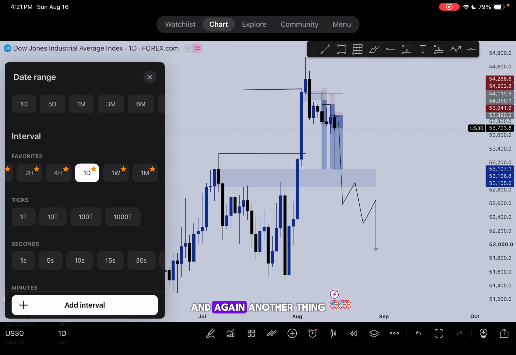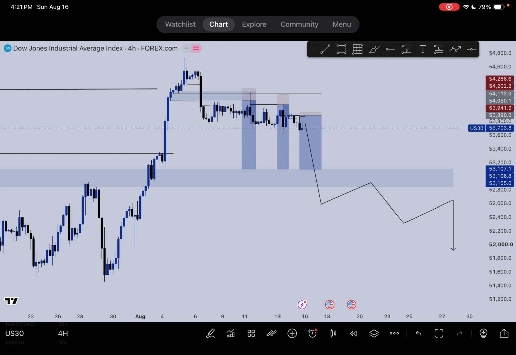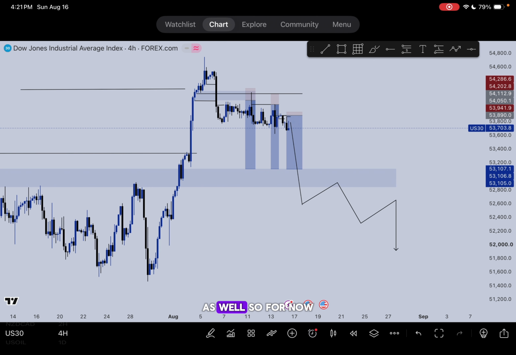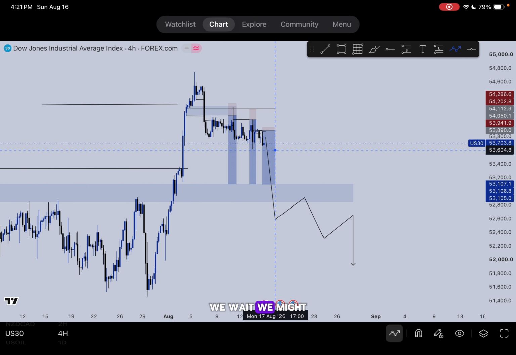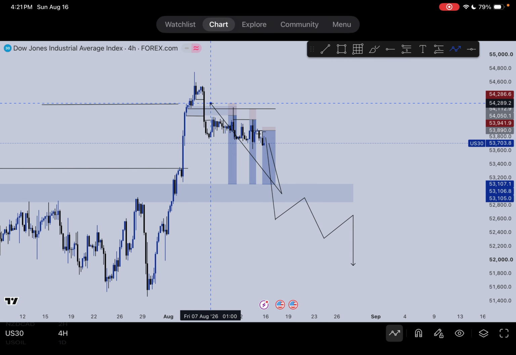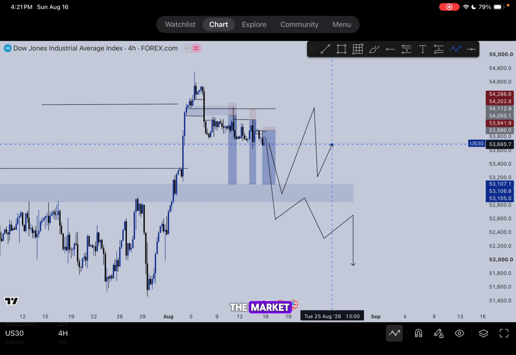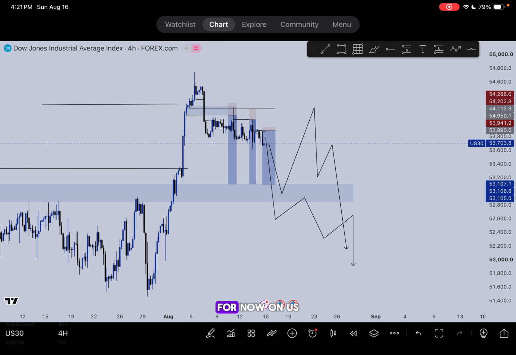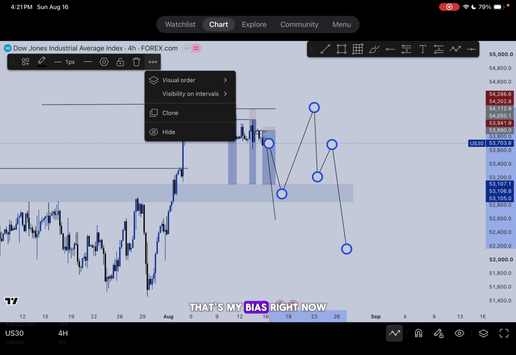If we should get something like that next week, then we'll continue selling. And again, another thing you should look out for is on the 4-hour time frame as well. So for now, we'll wait. We might see something like this, a bounce to this zone. There is also a zone to continue selling the market. For now, on US30, I'm only looking for sell. I'm trying to sell to buy for US30 for next week. That's my bias right now.